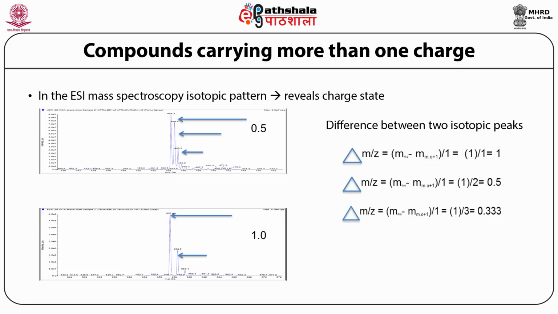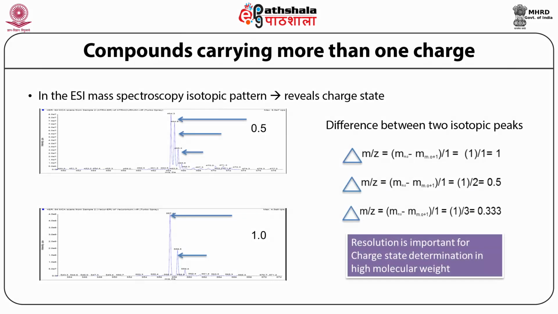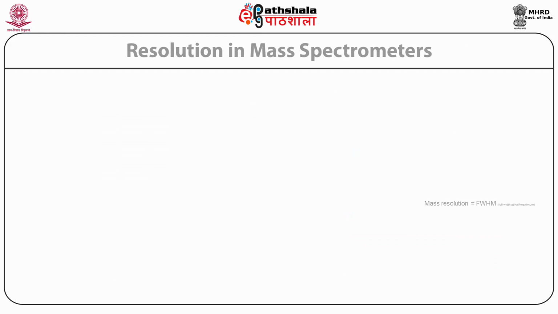This is the simplest example you would be able to understand. In the first picture, what you are seeing has a difference of 0.5, whereas the second mass spectrum shows that the difference is 1. That shows the first one is doubly protonated, the second one is singly protonated. So this is the simplest example, but when it comes to proteins, this number could be much bigger than we think. At that time, the resolution of the mass spectrometer is very essential to understand the charge state.